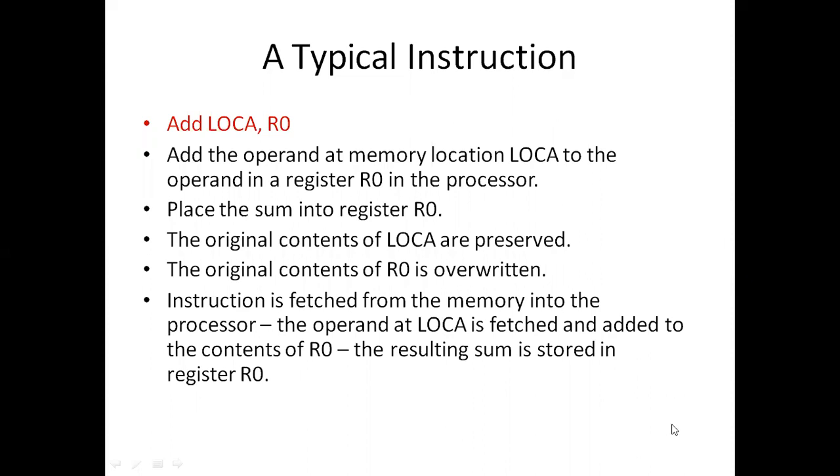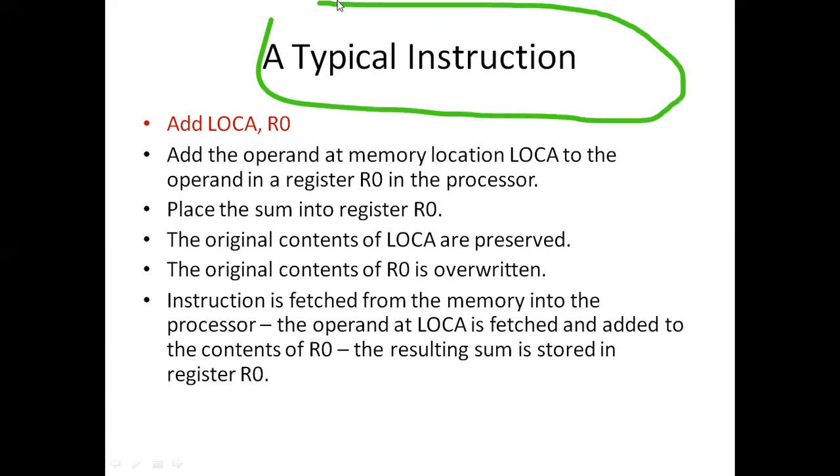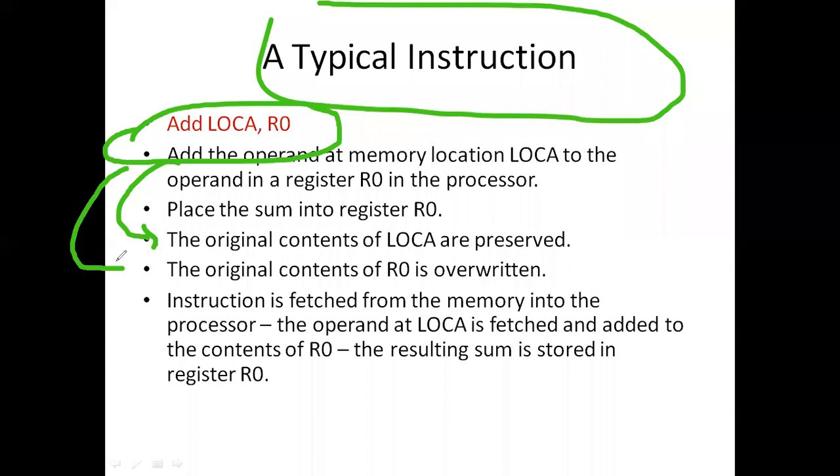And last class, we tried to understand what is the typical structure of a typical instruction. And we have gone through this example that is at LOCA location and R0. And there you have seen that the original contents at that location are preserved. The original contents of R0, that is the register, have now been overwritten. This too is very important.